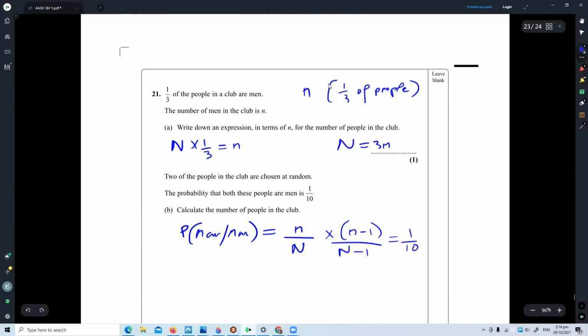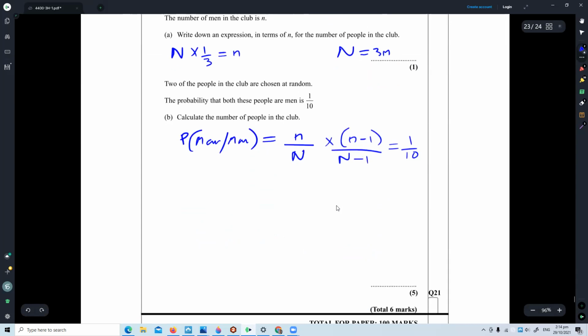So I think I've got my equation now. I think what I need to do is change my big N into 3n so that I can figure out something which makes sense. So I'm going to use that substitution. Big N is 3n. So I could say n over 3n times n minus 1 over 3n minus 1 is equal to 1/10. Now n over 3n here, that's pretty nice. So I can say n divided by n is a third. I can move the 3 to the other side. So I could say n minus 1 over 3n minus 1 is equal to 3 over 10.